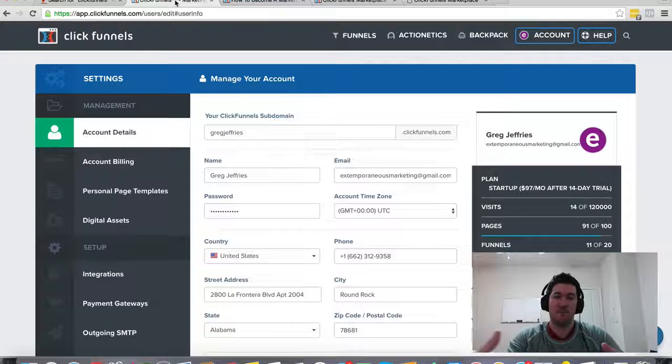If they don't already integrate with all your favorite tools, they're borrowing features from other platforms out there and integrating them into ClickFunnels so that you don't have to go through other platforms to utilize those specific features and benefits. So one of those is the ClickFunnels marketplace.